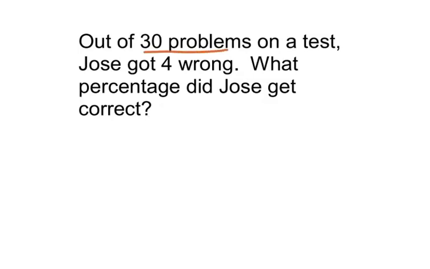Out of 30 problems on a test, Josie got 4 of them wrong. Okay, so what percentage did Josie get correct? Well, if they got 4 wrong out of 30, what's 30 minus 4? Yeah, it's 26. So 26 out of 30 would be how much Josie got correct, right? So once again, we can just take the 26 divided by 30 and get a decimal.